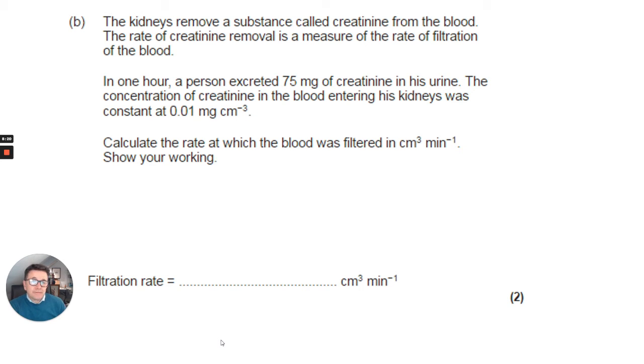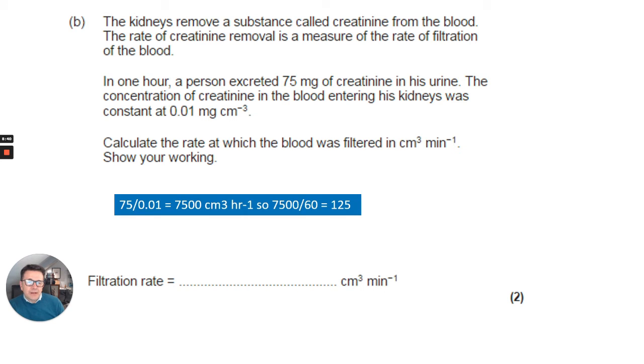Okay, so we first of all know that 75 milligrams of creatinine is created in 1 hour. And it tells you the concentration in the blood. It says calculate the rate at which the blood was filtered in centimeters cubed per minute. So you're going to have to convert it. 75 divided by 0.01 will give you the rate per hour, and then you're going to need to divide by 60 to get it per minute. So in this case it is 125.